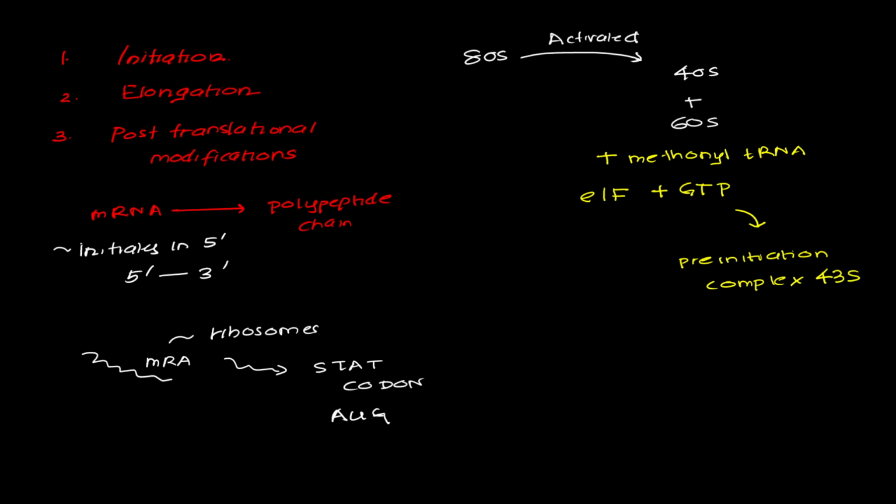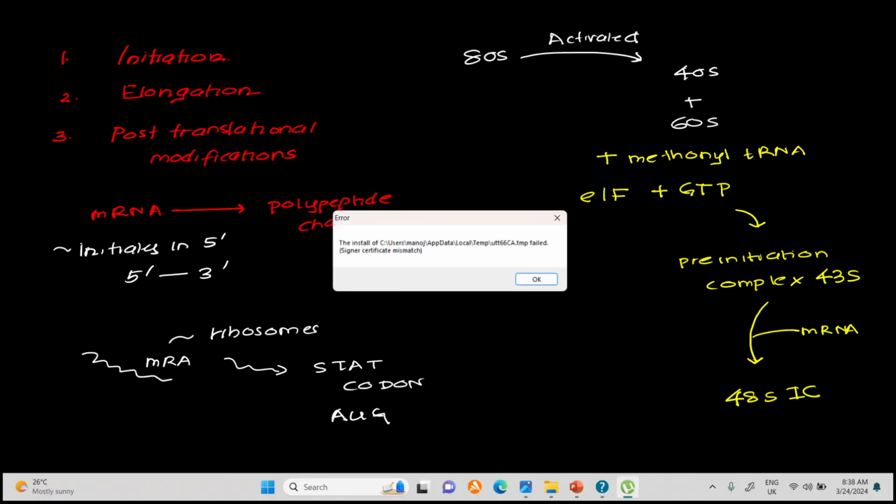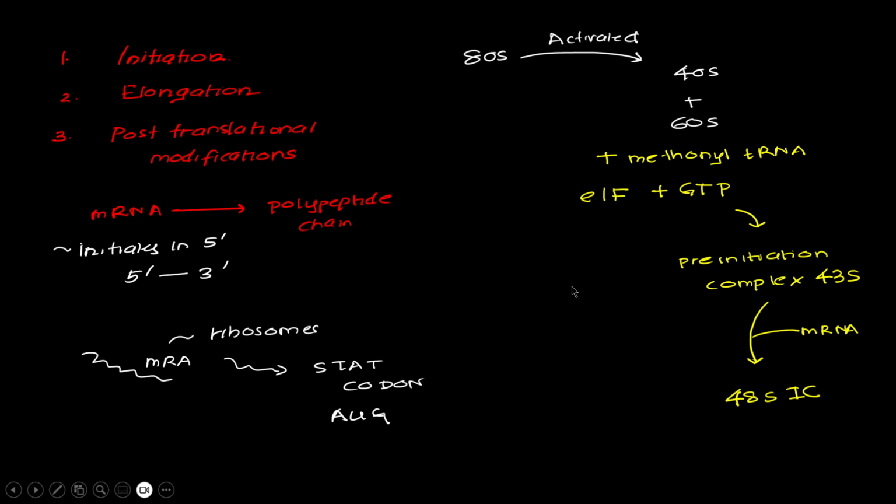Now the pre-initiation complex will bind with the mRNA, forming another initiation complex which is known as the 48S initiation complex. Now, the initiation process is more or less done. So with that, the elongation process starts to take place. In the elongation, the mRNA molecule is scanned by the ribosomal RNA, and the specific amino acid sequence is added to form the polypeptide chain.